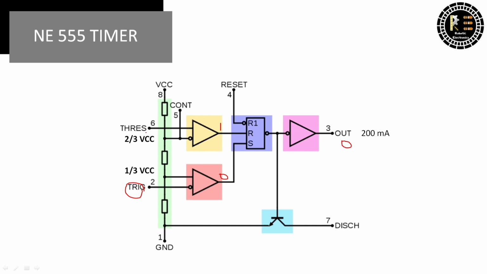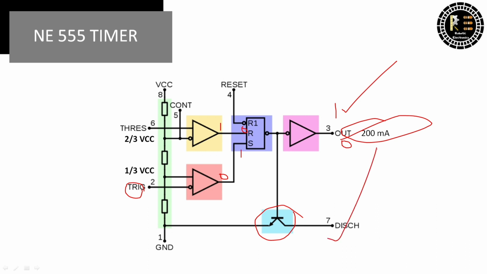Similarly, when it is opposite, like 2/3 VCC is greater than threshold, this will be 0. And 1/3 VCC is greater than trigger, then this will be 1. Then the output will be 1, that means high, some voltage. And the current at the output terminal ranges up to 200 milliamperes. And here a transistor is used to discharge the external voltages that are in the circuit. This is all about the 555 timer circuit.